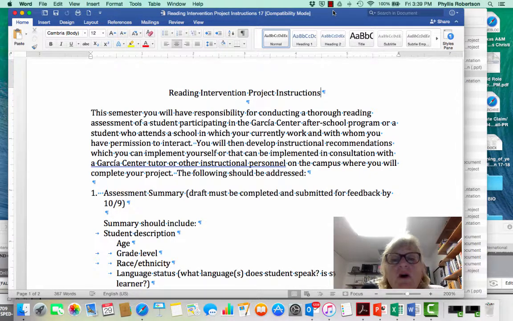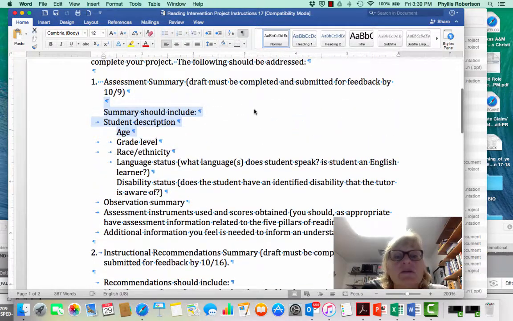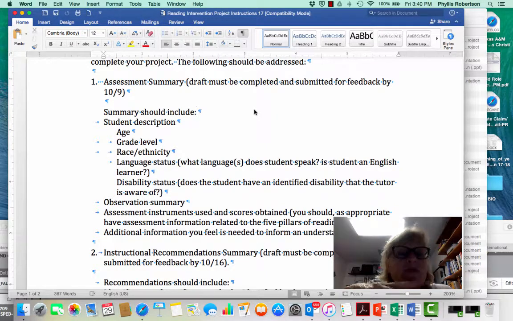You need to address all of the following, and I'm going to go through these requirements and then I'm going to talk about some potential tools that you can use to complete your assessment. Your first part of this project that's due is your assessment summary draft that has to be submitted for feedback by the 9th of October. We will have an optional class that day in case you're working on it and you have questions that you'd like to ask.